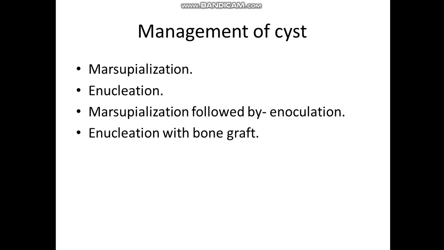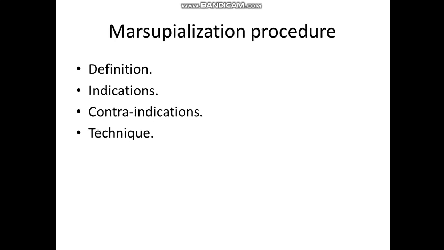Sometimes we can use marsupialization followed by enucleation. That means there is the marsupialization followed by second surgery, which is enucleation. Sometimes we can use enucleation with bone graft, which is very rare in case of cystic lesion of the jaws. Let us start with marsupialization procedure.